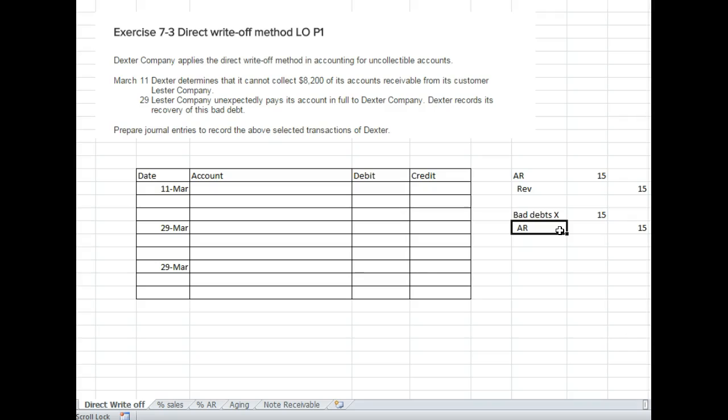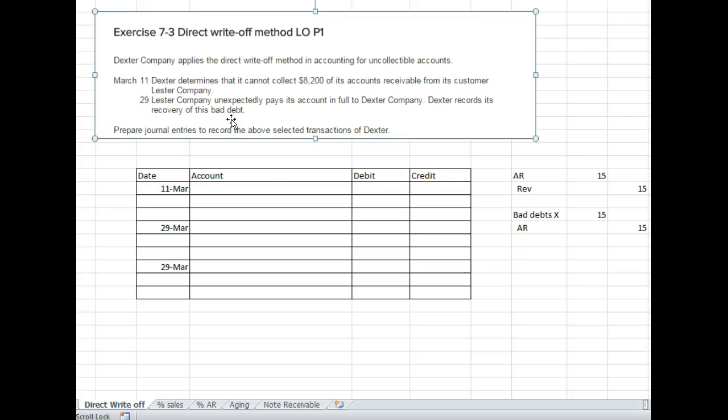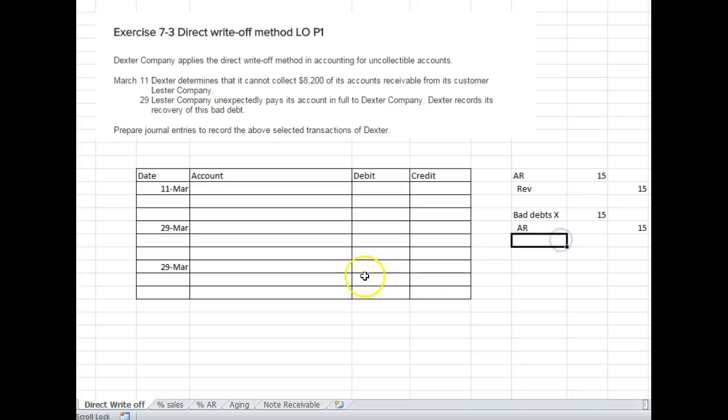Now, there are 4 ways of doing it, and there are probably more than that, but I'm not going to get into all of the different modifications that you could do. So, the first way would just be a direct write-off, just very similar to this. Bad debts, accounts receivable, I'm done.